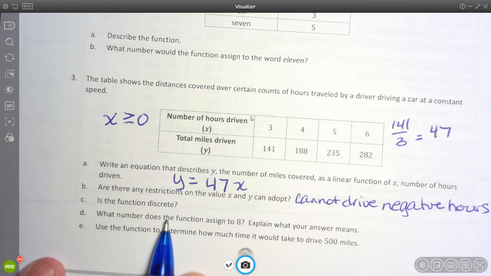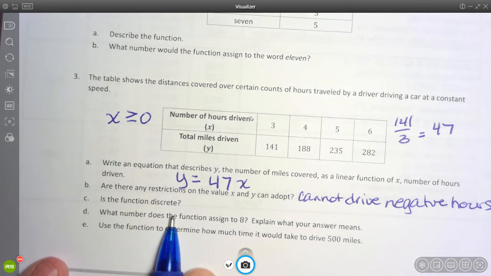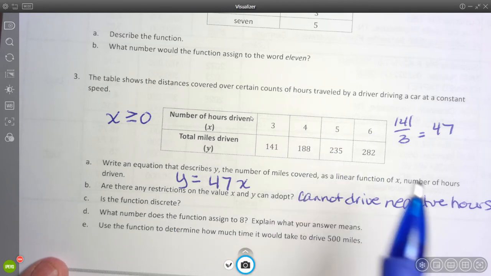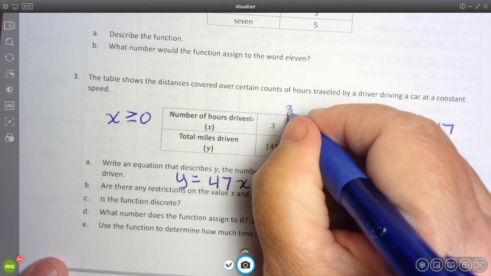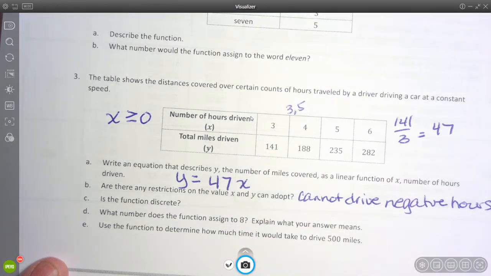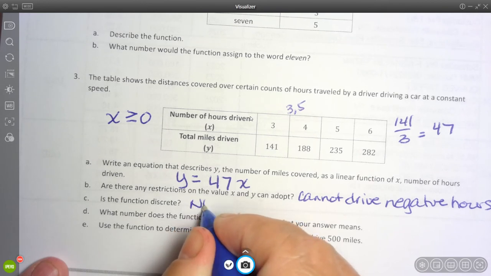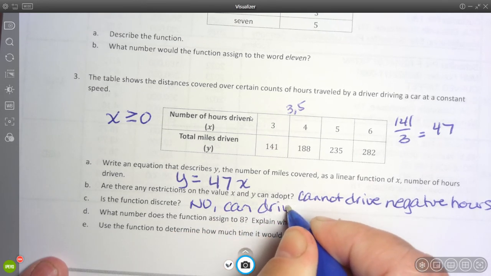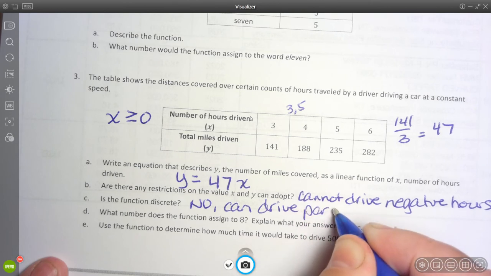Is the function discrete? We only have whole numbers here, but can I drive for 3.5 hours? Sure. So it doesn't have to be whole numbers. So it is not discrete. No, we can drive partial hours.